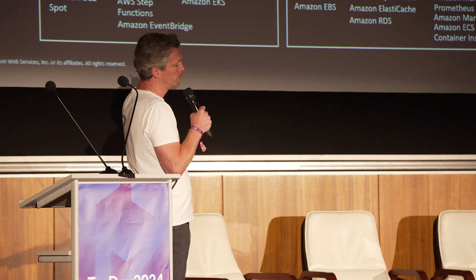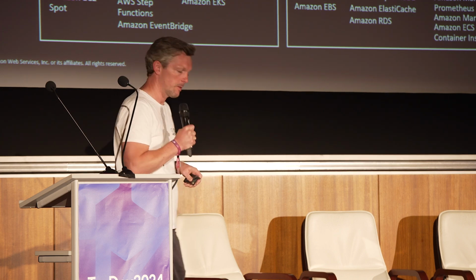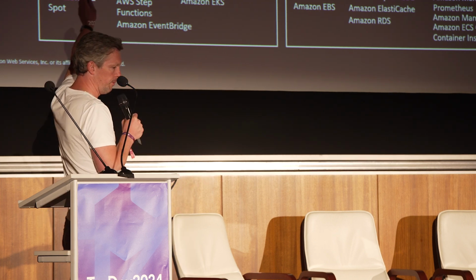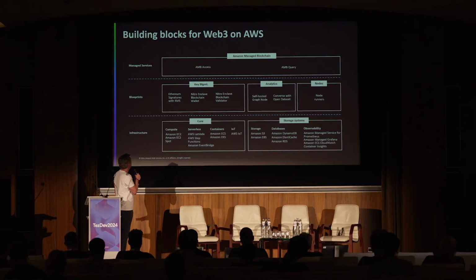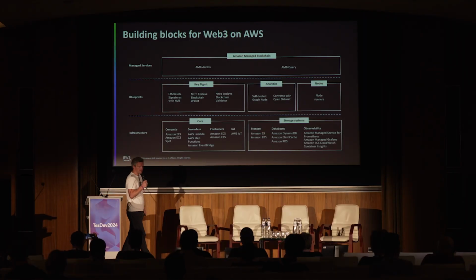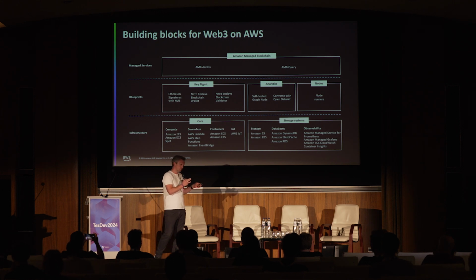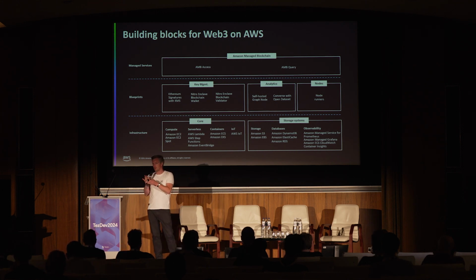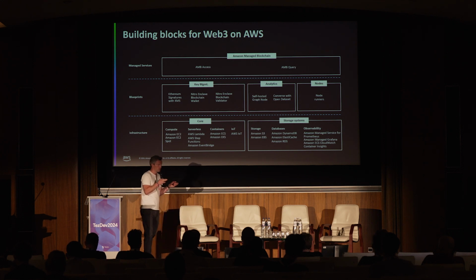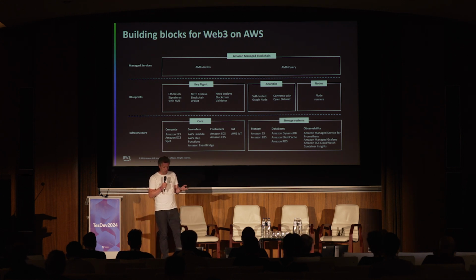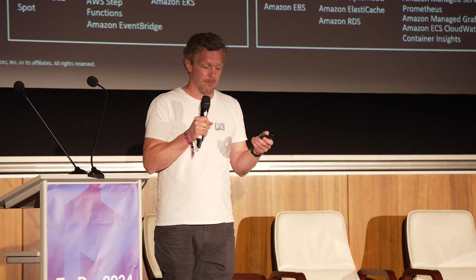There are some more specific Web3 services. On the very top, the so-called managed services, AMB Access and AMB Query, are either node provisioning, if you need a blockchain node, or if you need some data from a blockchain. Both are not Tezos specific. For now, AMB Access and AMB Query support Ethereum, Bitcoin, and Polygon, but not Tezos yet.